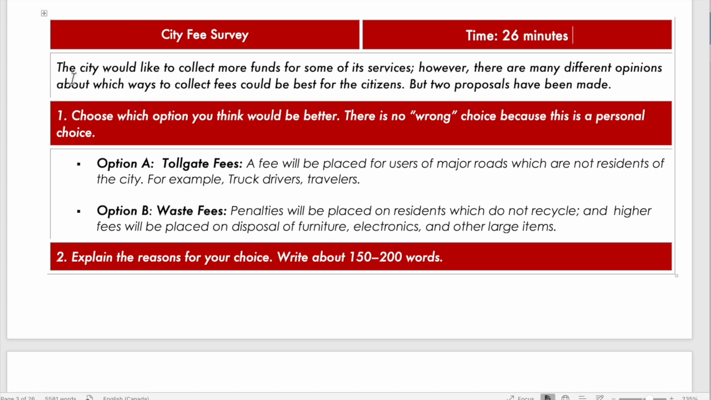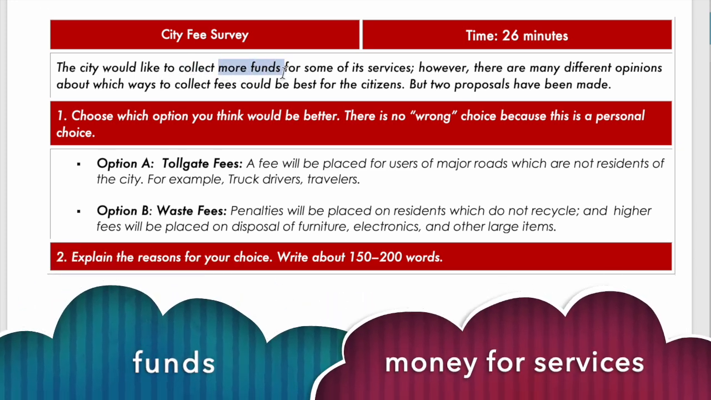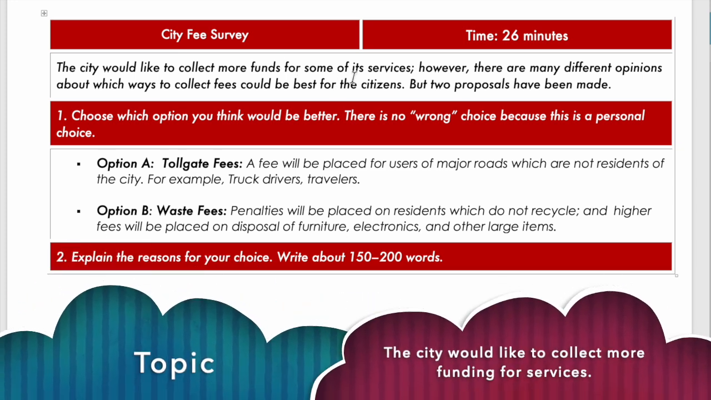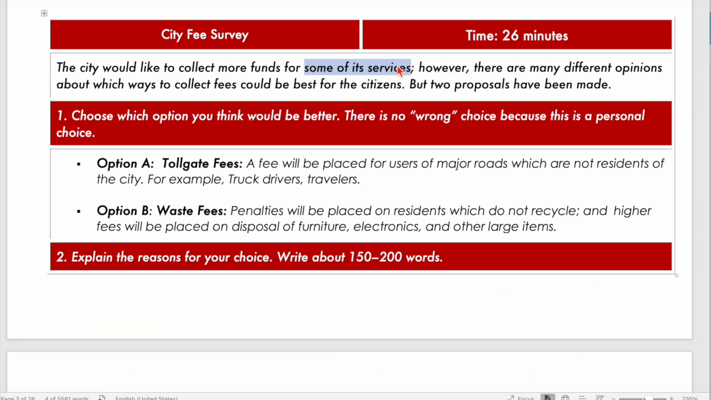Okay, the city would like to collect more funds for some of its services. So, more funds. The city wants to collect more funds. Funds, money, more money. Funds means money for some service. Funds for some of its services, maybe for healthcare, maybe for road services, maybe for garbage services. The city has many services, okay? So they want to collect more.